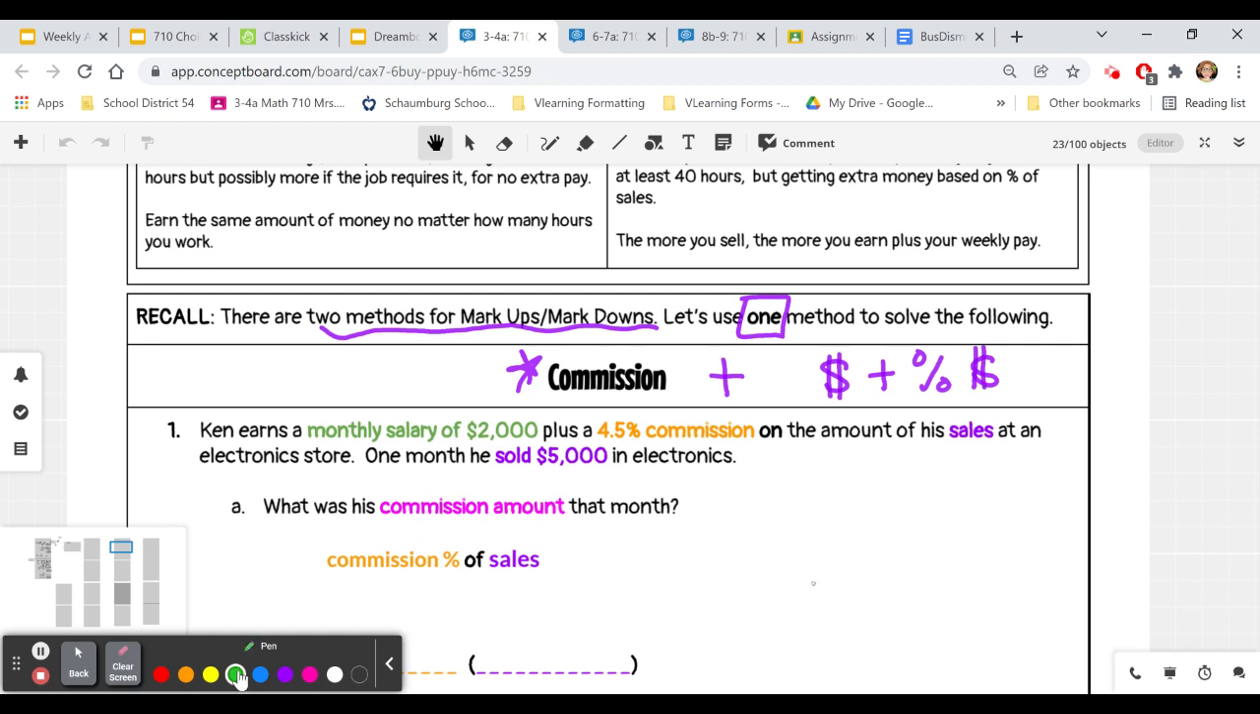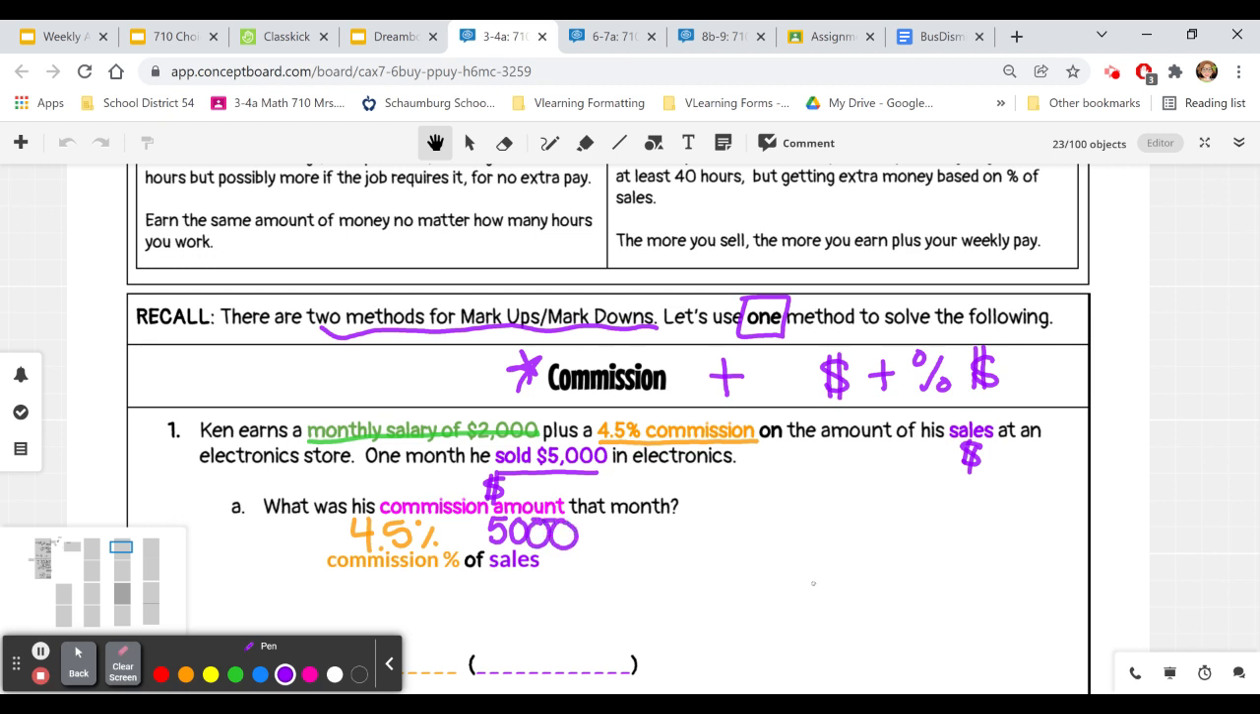Ken earns a monthly salary of $2,000 plus a 4.5% commission on the amount of sales that he has at an electronics store. One month, he sold $5,000 in electronics. What was his commission amount that month? In order to figure out commission, we need to know his percent commission rate, which we know is 4.5%.